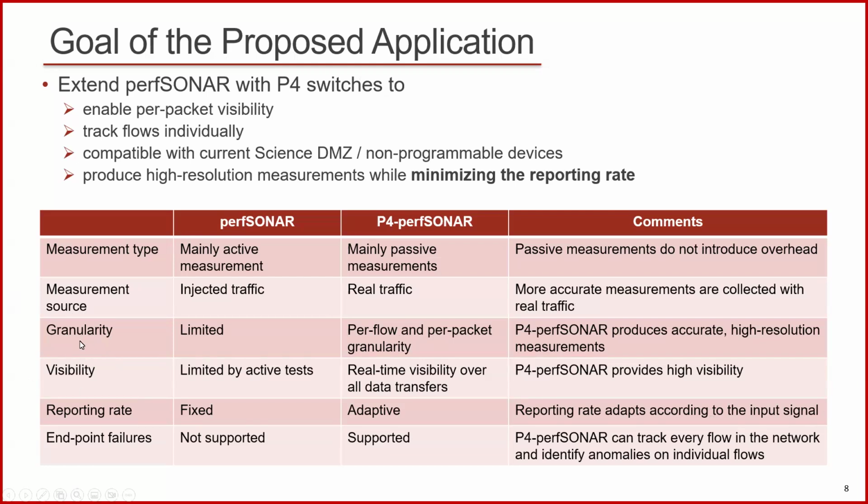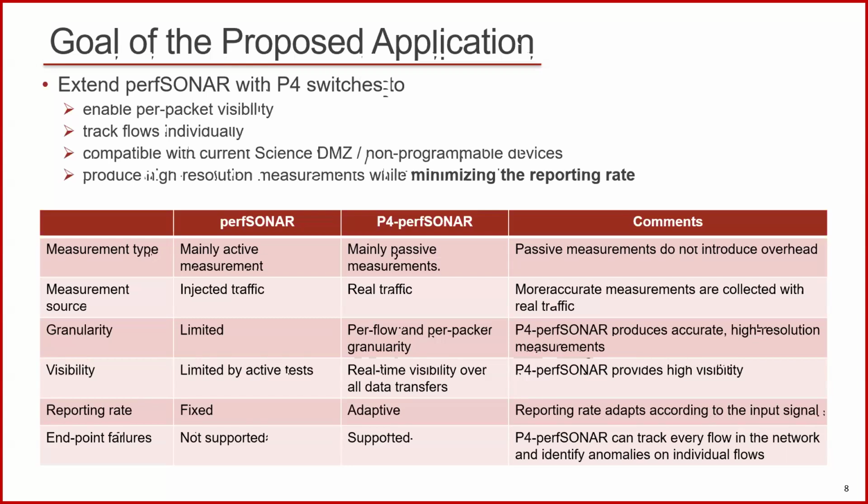So for perfSONAR, the visibility is mainly limited to the duration of the active tests. For example, the throughput test is performed once every 4 hours, so more or less you'll be monitoring that specific metric once every 4 hours. On the other hand, for P4 perfSONAR, you will have real-time visibility over all data transfers. As long as you have a data transfer, you should have visibility over the path used to transfer the data.